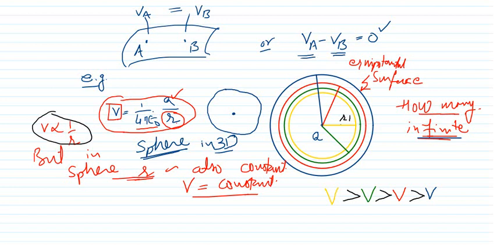Clear? So in this way, these are the examples. This is an example of the equipotential surface. Clear? Now we will discuss the properties of the equipotential surface.